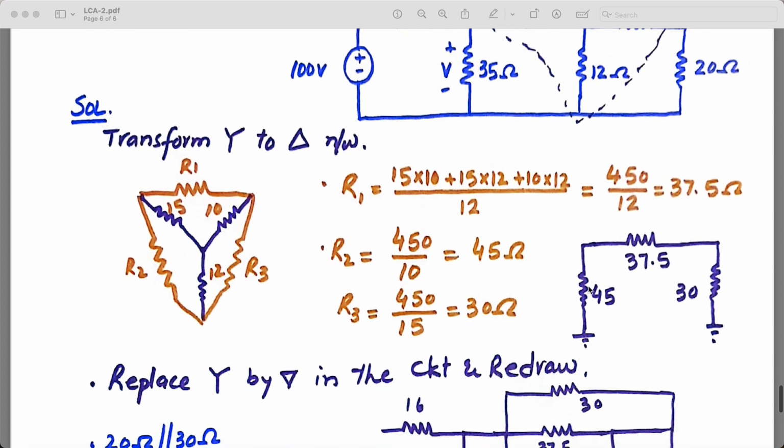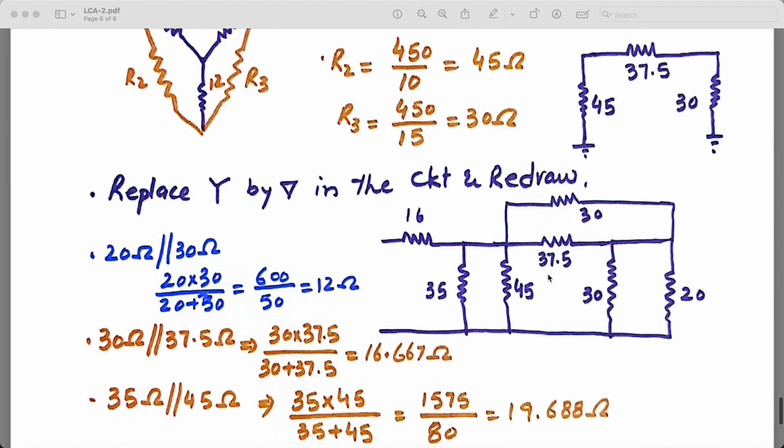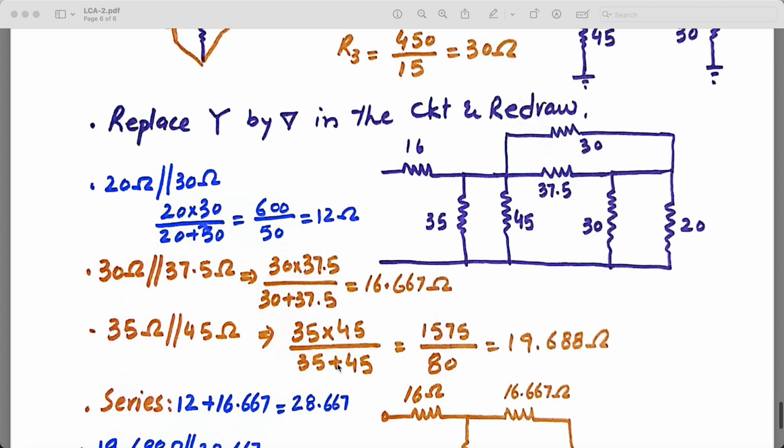So you can rewrite that circuit in this pattern, insert this portion in this part, and redraw that circuit in this way. You can see this is parallel with that one, this is parallel with this one, this is parallel with this one. So 20 is parallel with 30, the answer is 12 ohm. 30 is parallel with 37.5, the answer is 16.667 ohm. 35 is parallel with 45, the answer is 19.688 ohm.